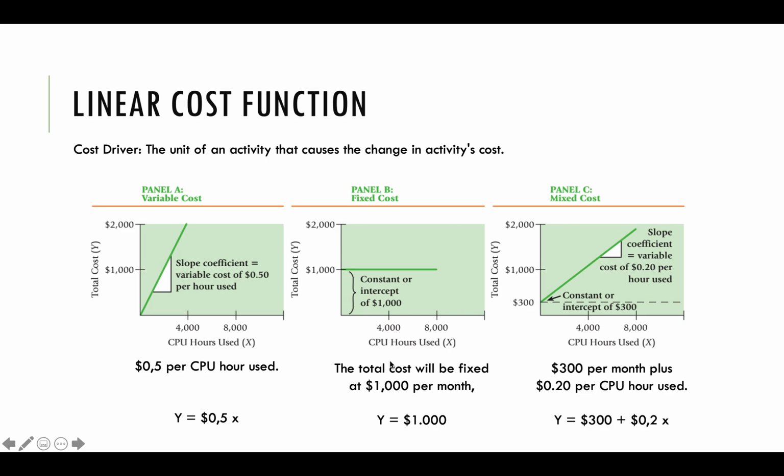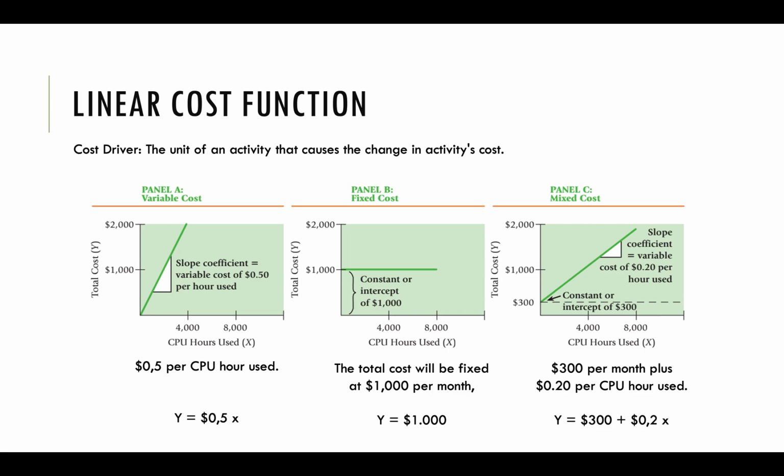Moving on to panel B for the fixed cost. The graph shows how fixed costs work, where the total cost remains constant no matter how much the CPU hour use is. So the function will equal a constant, which is $1,000.